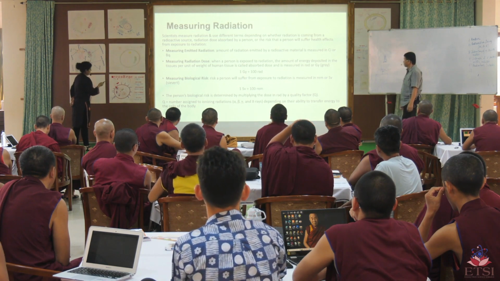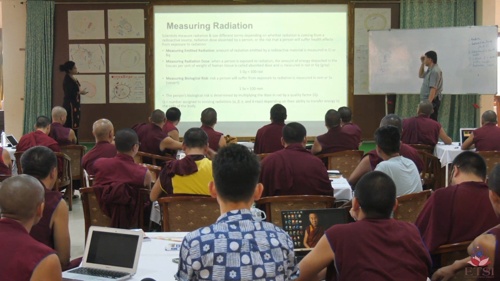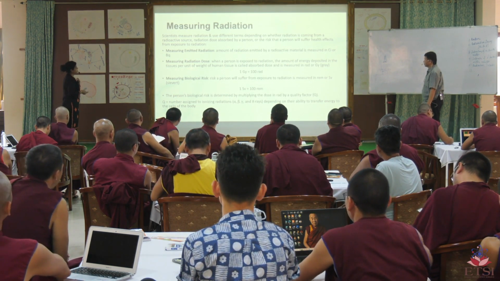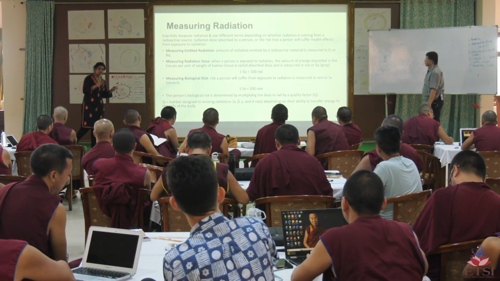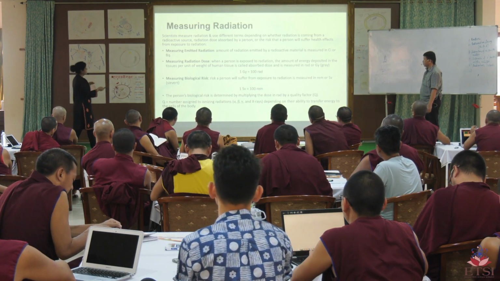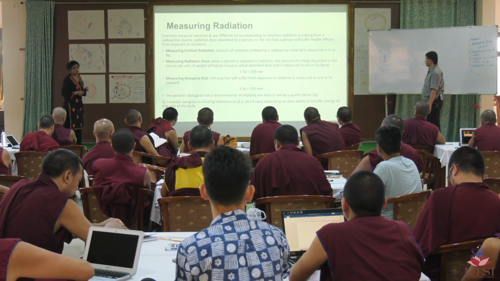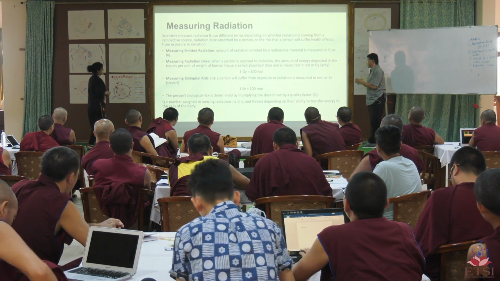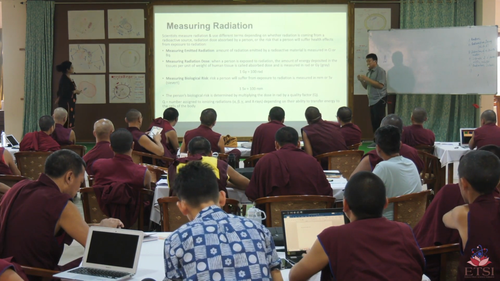And then measuring the radiation dose. When a person is exposed to radiation, the amount of energy deposited in the tissues per unit weight of the human tissue is called absorbed dose. So when a person is working in a nuclear site, how much dose he receives working on that site, we use something called rad or gray.